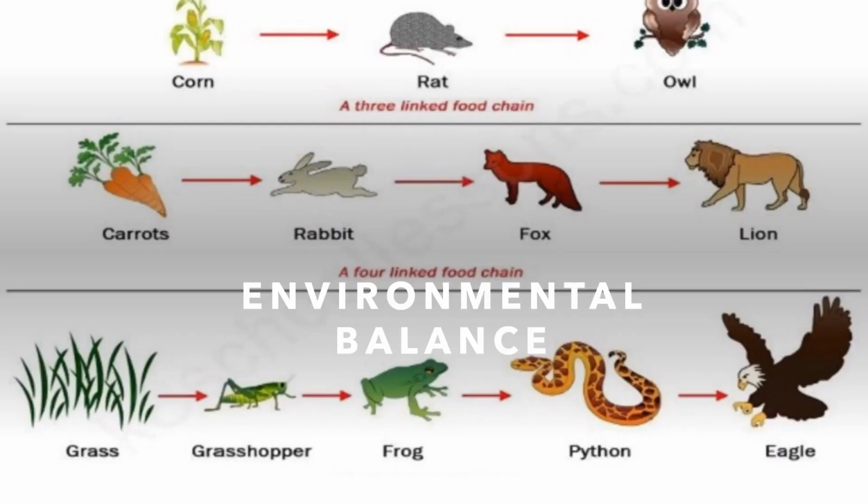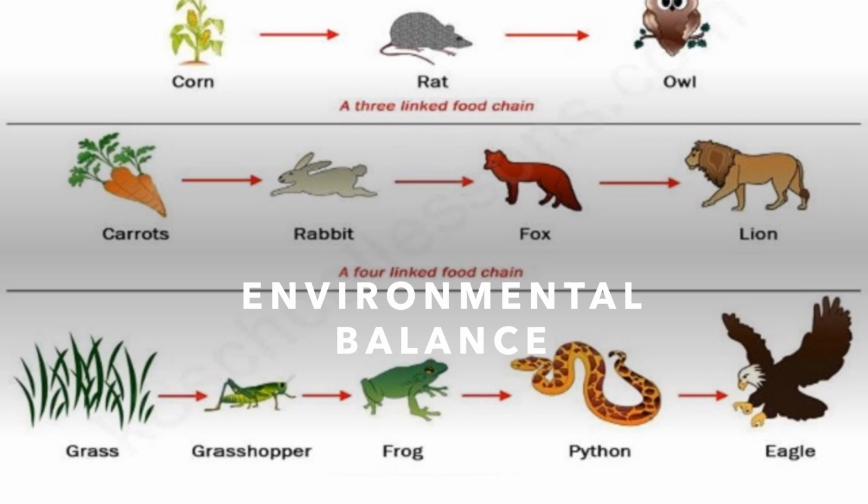There are several food chains in the nature, children, as seen in the picture. In the first picture, you can see that maize plant is eaten by rat. Rat is eaten by owl. In second picture, you can see carrots eaten by rabbit. You know carrots are the favorite food of rabbit. And rabbit is eaten by fox, which is eaten by lion.